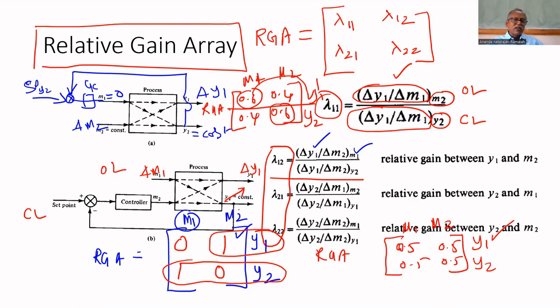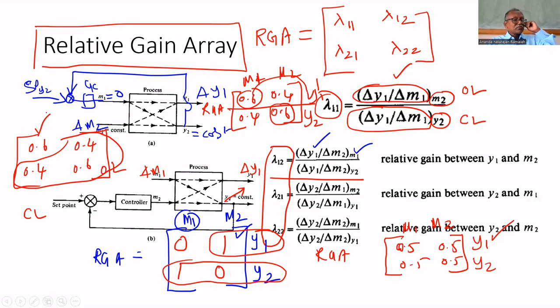That's why there is no need to conduct 4 experiments to find all these 4 variables. If you know one variable, if it is 2 by 2, 2 input, 2 output, you can do it. If you know this value 0.6, without conducting experiments, you can write 0.4. If this is 0.6, without conducting any experiment, you can write lambda 21 equal to 0.4, lambda 22 equal to 0.6. These 3 elements you can find without conducting experiments if you know only one.